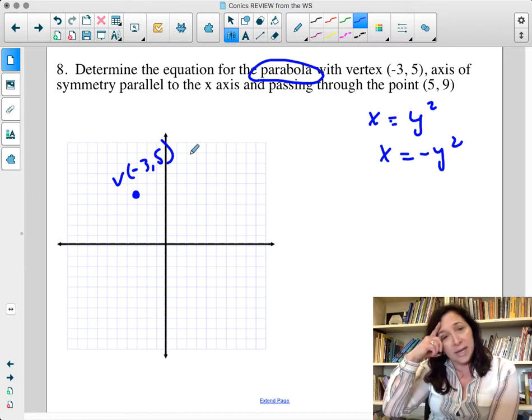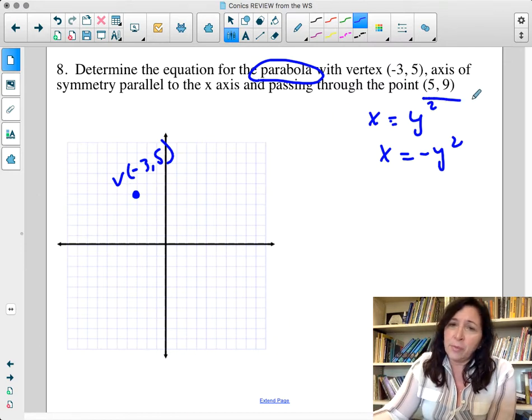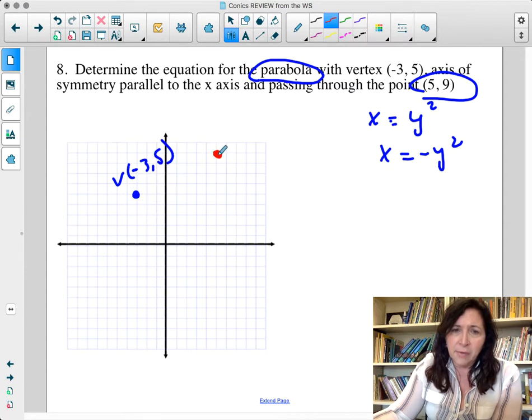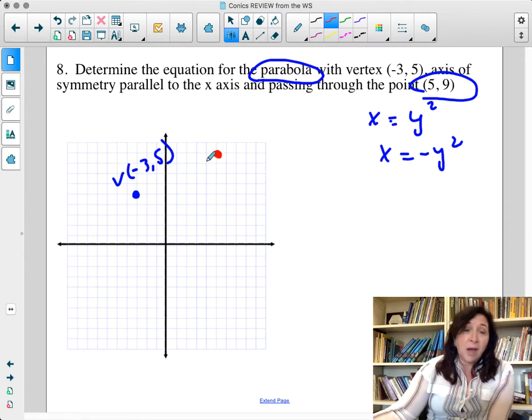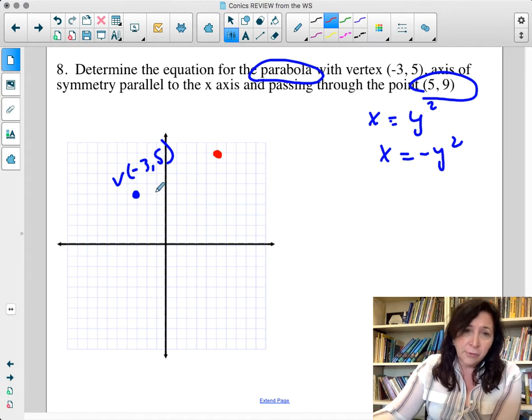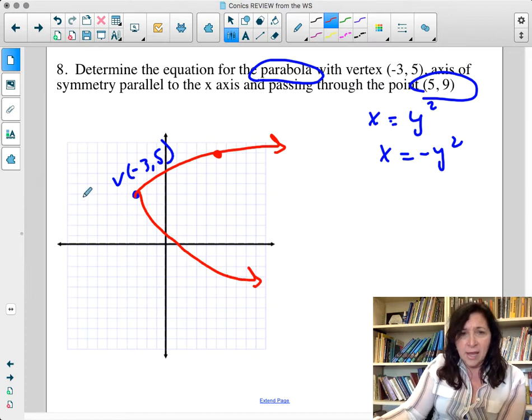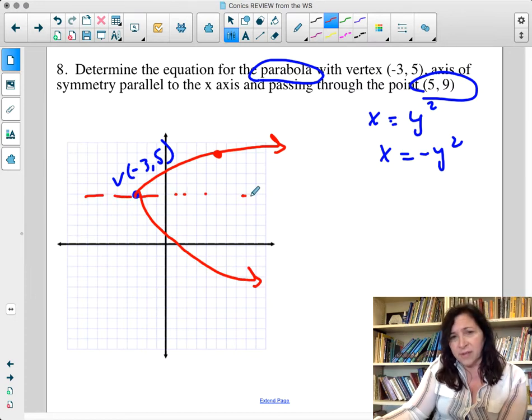Now it does say that I am passing through the point 5, 9. So that means that over 5 and up 9 is a point on my graph. It's not my focus. It's not my directrix. It's just a point, meaning it crosses through like that. Okay, so we drew the graph. That's what my graph looks like. Here's my axis of symmetry that does cut that in half.